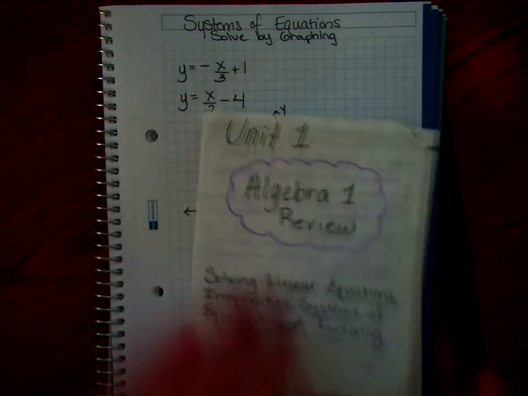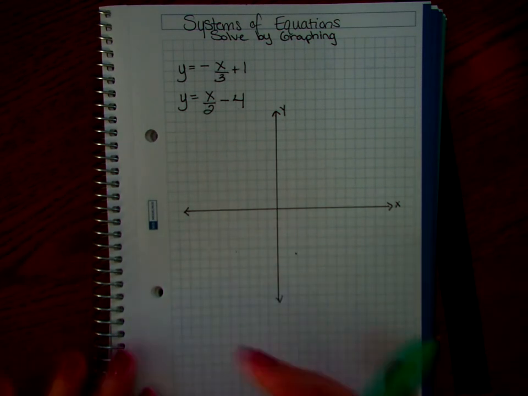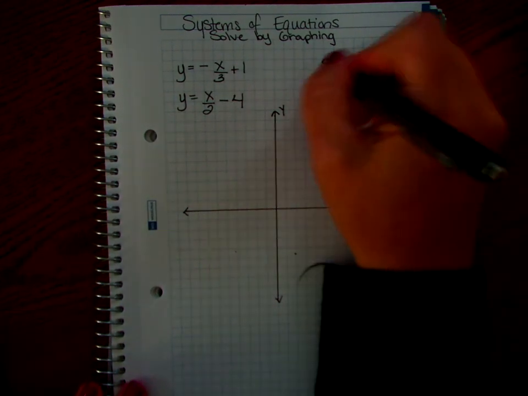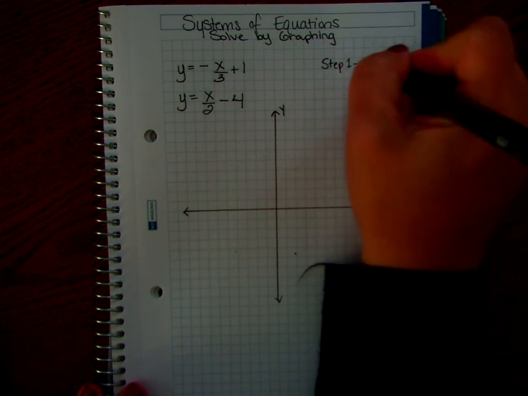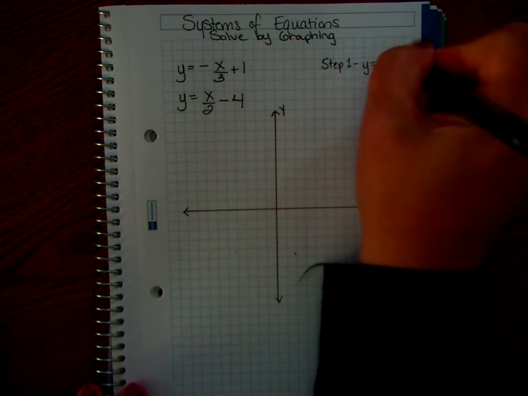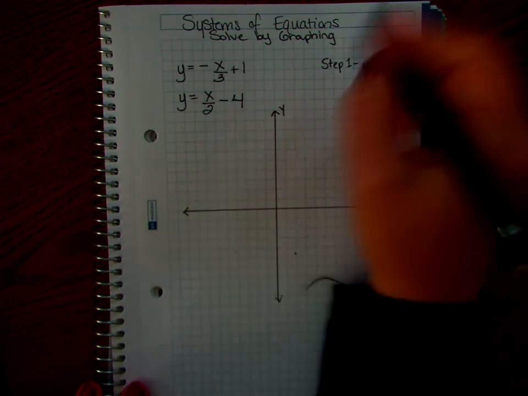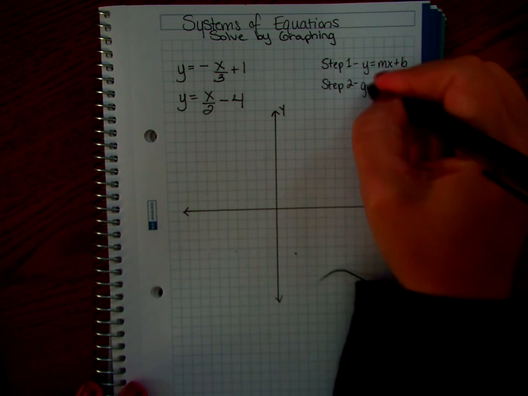Okay. So here's an example. We have two different equations and we want to solve it by graphing. So our first step is to make sure that you have it in the right form. So step one is make sure it's in y equals mx plus b form. If I look at both of these, they are. Okay. Step two is going to be graph each line.